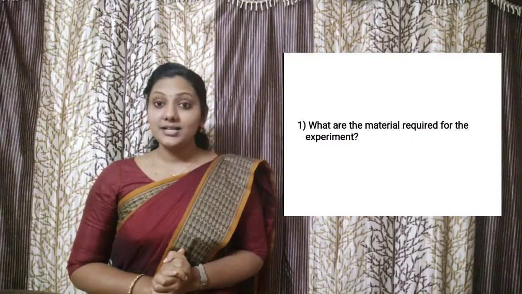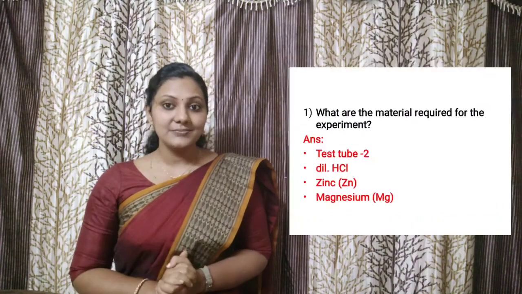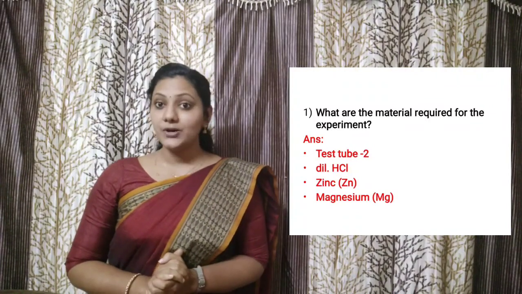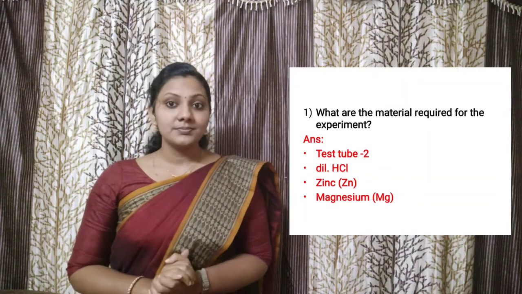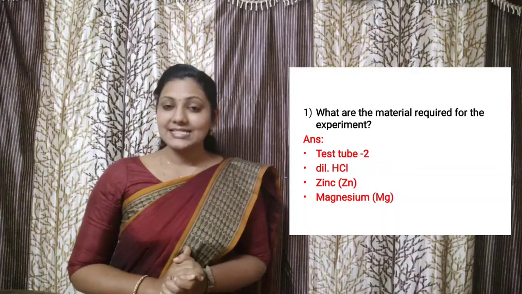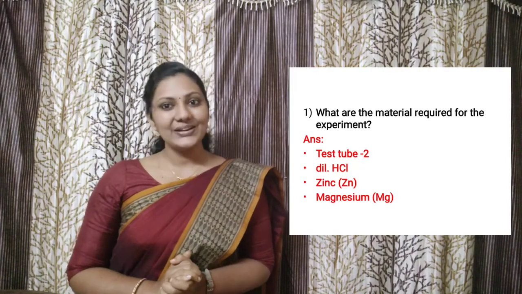Have you discussed all the questions? Yes. So you have noted down the answers in the science diary, isn't it? Okay, let us check whether your answers are correct or not. What was the first question? What are the materials required for this reaction? What are the materials that we need to perform this experiment? Yes, we need two test tubes, dilute hydrochloric acid, zinc metal and magnesium metal. Isn't it? Okay, good.